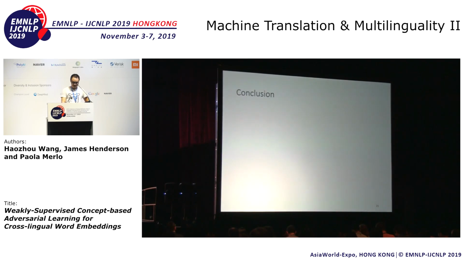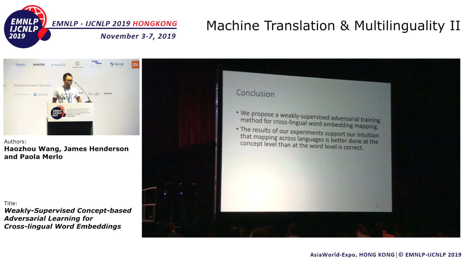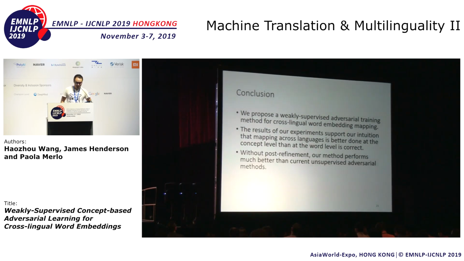So in conclusion, we propose a weakly supervised adversarial training method for cross-lingual word embedding. And the results of our experiments support our intuition that mapping across languages is better done at the concept level than at the word level. Without post-refinement, our method performs much better than current unsupervised methods. And after post-refinement, our method becomes comparable or even better than current supervised methods. Thank you.